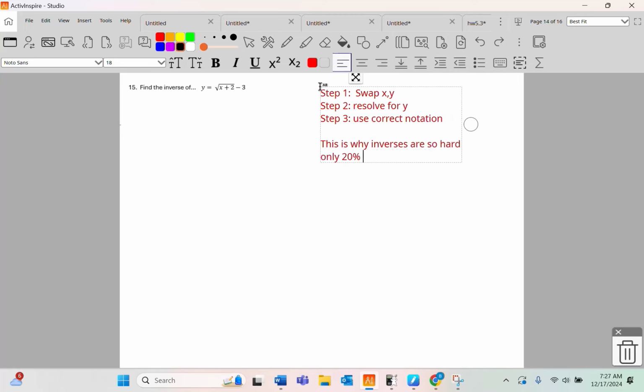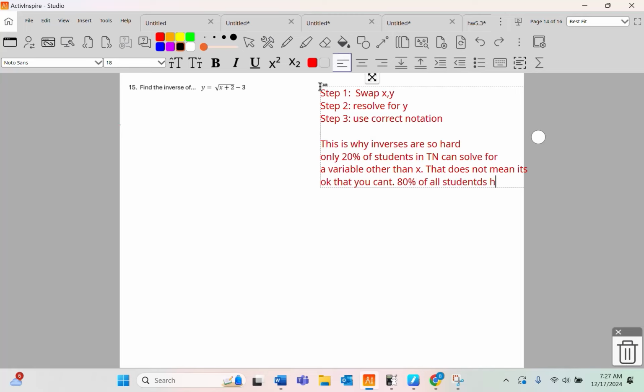Only 20% of all students in Tennessee can solve for a variable other than x. Like, that's how bad it is. And that doesn't mean it's okay that you can't. Because 80% of all students have what we call apathy. Apathy is don't know, don't care.